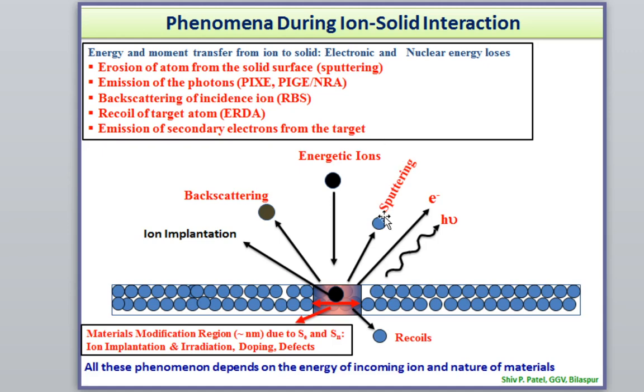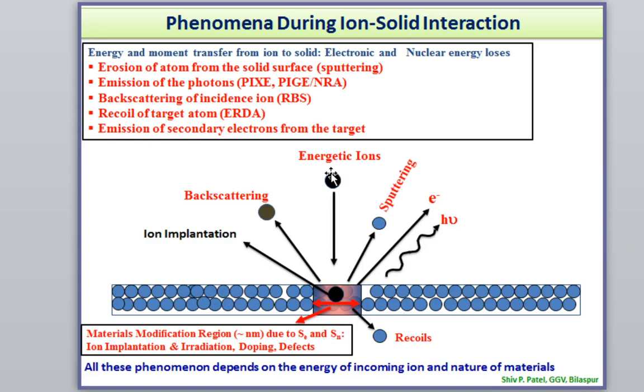That is sputtering. Another phenomenon: when these energetic ions hit the target, obviously there may be ejection of electrons, and there may be emission of photons. These photons may be of two or three types. If the photon wavelength falls in the X-ray region, this gives a technique known as particle induced X-ray emission. If the energy is in the gamma ray range, that is particle induced gamma ray emission. Maybe a nuclear reaction takes place within the target material, so that is nuclear reaction analysis.